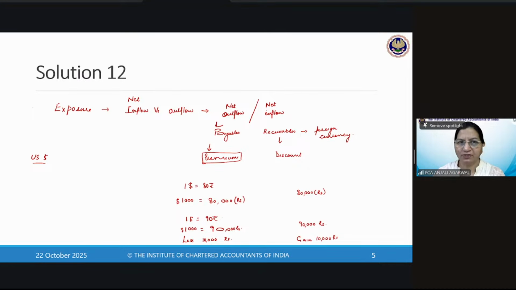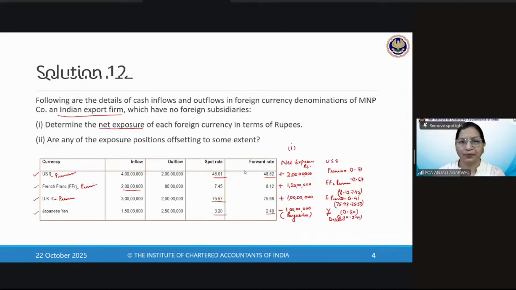So far we have understood about all the current rate, exchange rate. I have a question. Can you explain the answer of the second part again of this question? Yes, sure. So the second part says, are any of the exposure positions offsetting to some extent? So firstly, you see you have inflow and outflow. So first there is an offset because there is a netting. So your net exposure is only 2 crores, and that is a receivable. Inflow is more than outflow. So the Indian export firm will have a receivable.